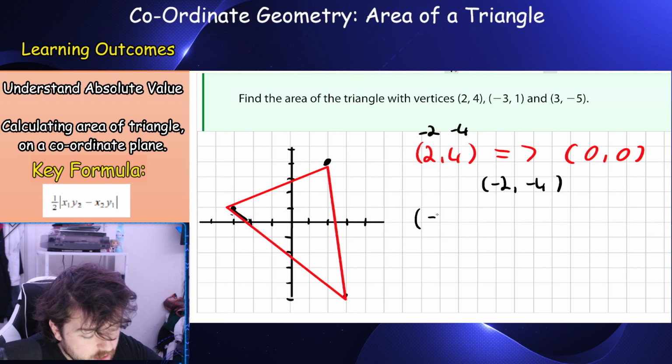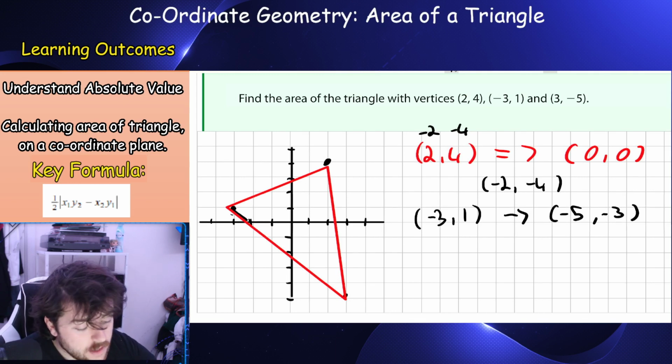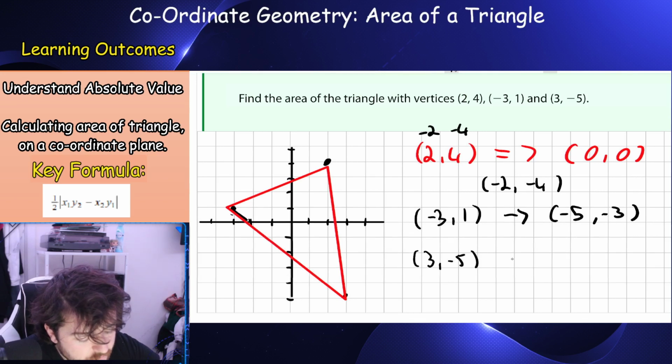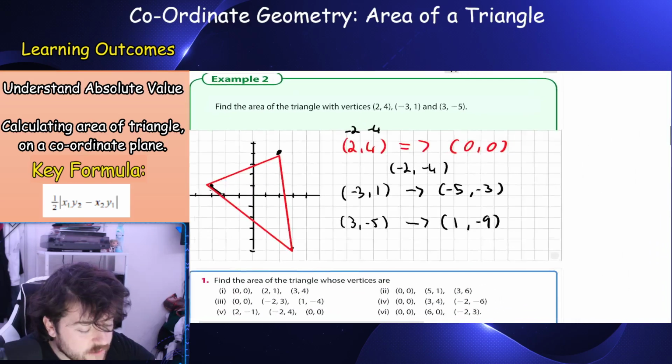So if I'm applying the transformation onto minus 3, 1, I'm subtracting 2 from the x value, so that'd be minus 3 minus 2, which is minus 5. Then I'm subtracting 4 from my y value, so that'd be 1 minus 4, which is minus 3. And that's my transformed point. Same here, 3, minus 5. My transformed point is going to be 3 minus 2, which is 1. Then minus 5 minus 4 is minus 9. So there are my transformed points.